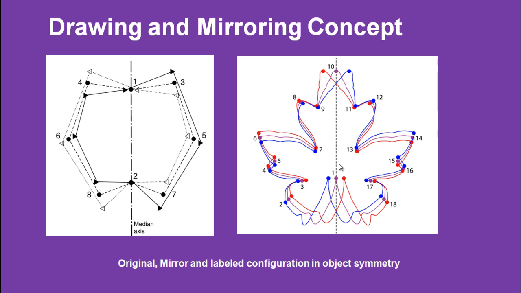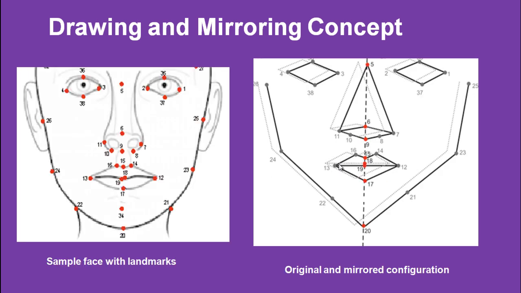So this is just a sample of object symmetry. If you go further, look at this sample face with black marks here. You have landmarks here and here. If you look at this now, you see this one pairs with this. This one pairs with this.